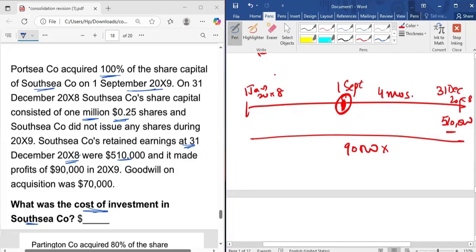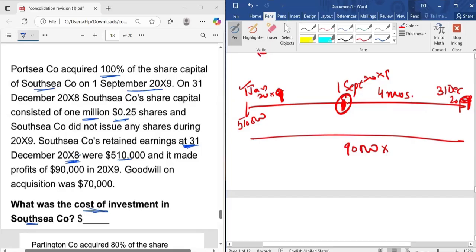Actually, I'm really sorry. I read it incorrectly. This 5,10,000 is our opening figure. Our current year end is 20x9, not 20x8. 20x9 is our current year, and they have given us the retained earnings at 31 December 20x8. It means these are the opening retained earnings. The closing retained earnings at 31 December 20x8 would be our opening retained earnings on 1 January 20x9. So this is 5,10,000.